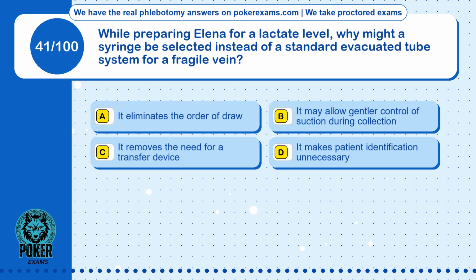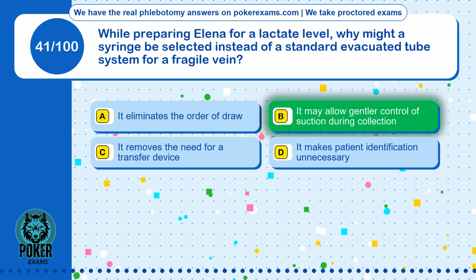Question 41. While preparing Elena for a lactate level, why might a syringe be selected instead of a standard evacuated tube system for a fragile vein? Option A. It eliminates the order of draw. Option B. It may allow gentler control of suction during collection. Option C. It removes the need for a transfer device. Option D. It makes patient identification unnecessary.